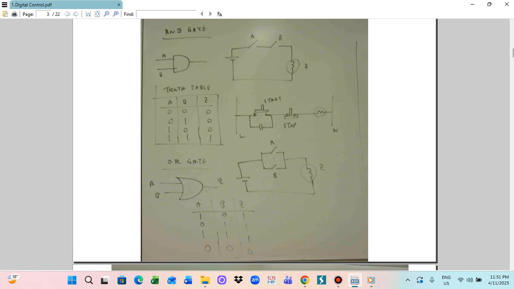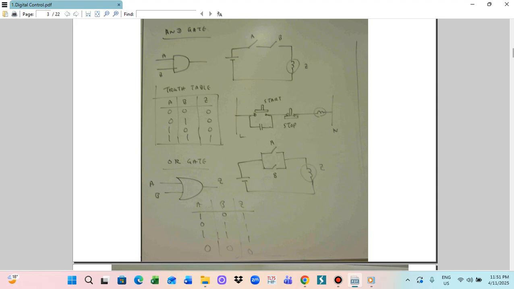This is the coil. This is line to neutral. So in this case, you start the motor. Both the start switch and stop switch must be closed to start the motor. So this is for the industrial application, which can be similar to the AND gate application.